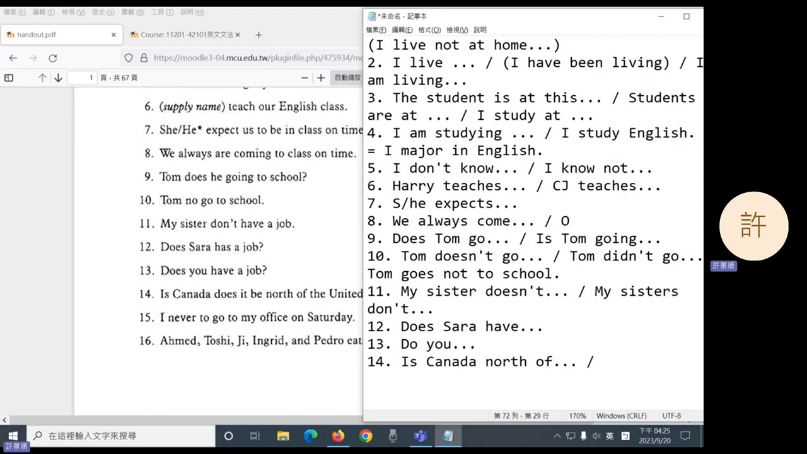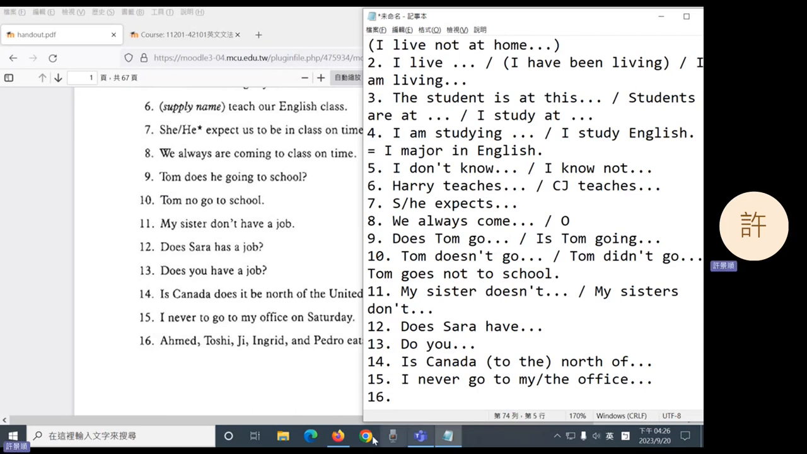I heard somebody say in the north of, but in the north of means it's inside, in the northern part. If you want to say it's outside, you can say to the north of. This is outside. I think this is the only common answer. 15. I never go to my office on Saturday. I never go to. Yes. And you can say my office or the office. Either one is fine.